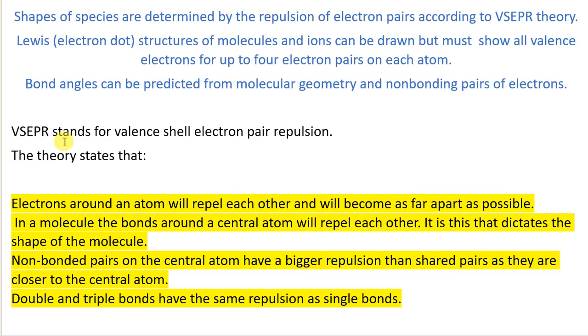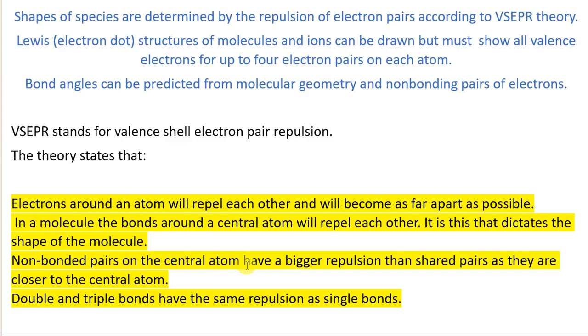Again, VSEPR stands for valence shell electron pair repulsion. And the theory states 3 things. Electrons around an atom will repel each other and will become as far apart as possible. Makes sense. Electrons are negative. Like charges repel. In a molecule, the bonds around a central atom will repel each other. It is this that dictates the shape of the molecule.